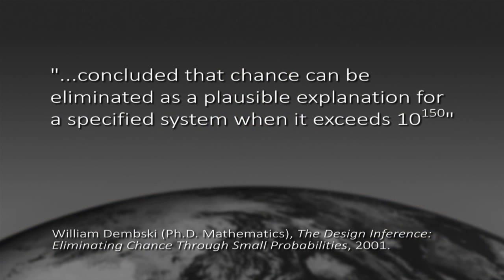What's so important about that number? Well, William Dembski, PhD in mathematics, writes this. He concluded that chance can be eliminated as an explanation for a specified system when the probability exceeds 10 to the 150th power. Folks, what did he just say there? Anything greater than 10 to the 150th power will not happen. And we're talking about one small protein, the probability being 10 to the 190th power.